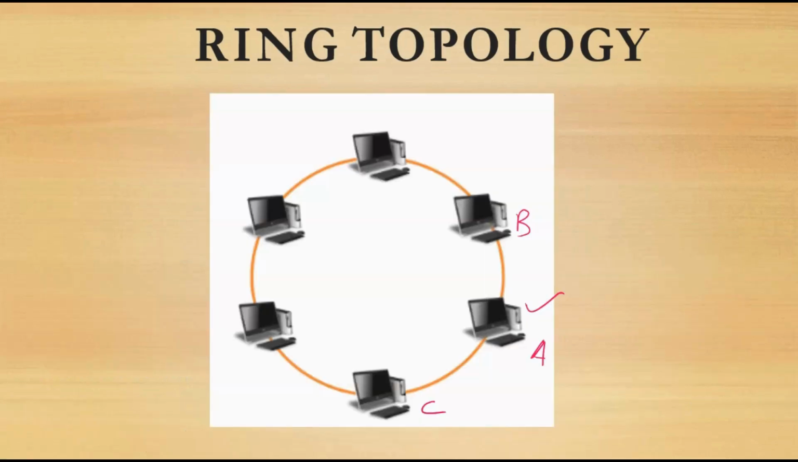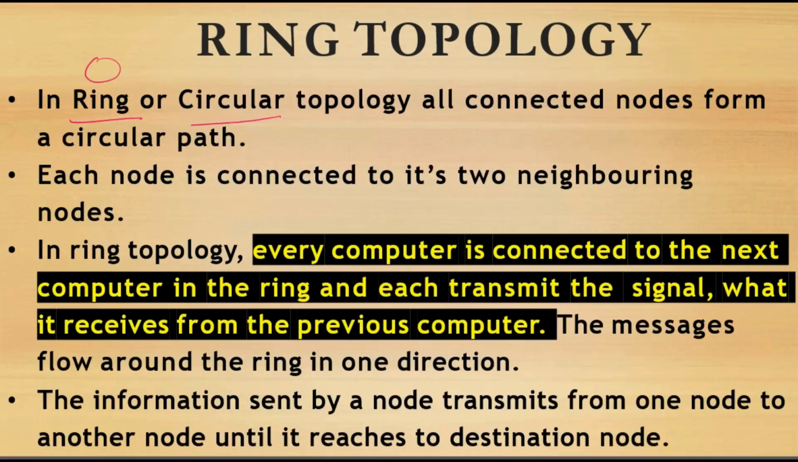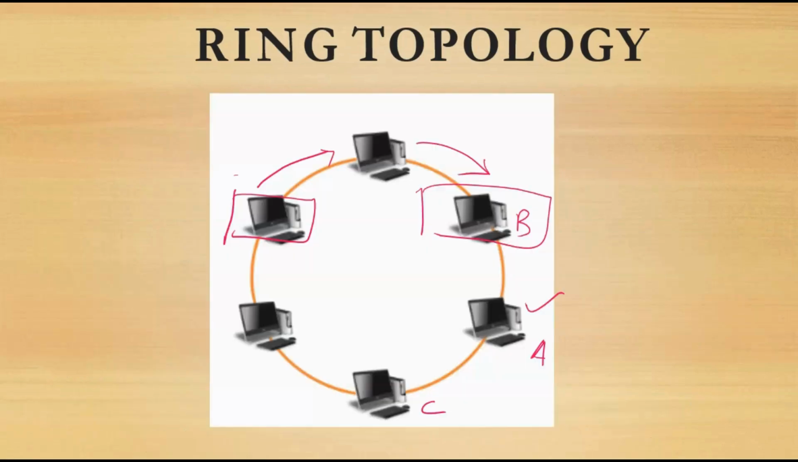Suppose a message is sent from this computer to computer B. This computer sends the message to this computer, and that computer sends it on to the next. So it flows in one direction; the message flow is only in one direction. The information sent by a node is transmitted from one node to another until it reaches the destination node. So this transmission goes on through the ring.